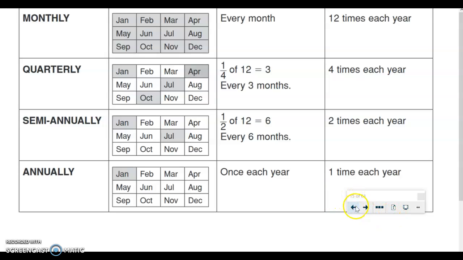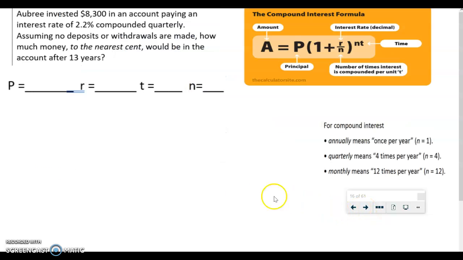So let's take a look at an example. Okay, Aubrey invested $8,300 in an account paying an interest rate of 2.2% compounded quarterly. Assuming no deposits or withdrawals are made, how much money to the nearest cent will be in the account after 13 years?